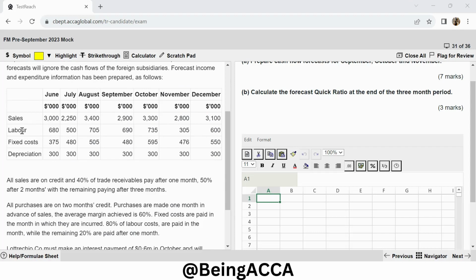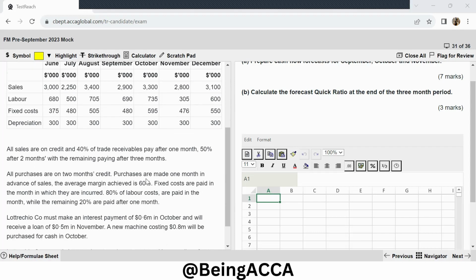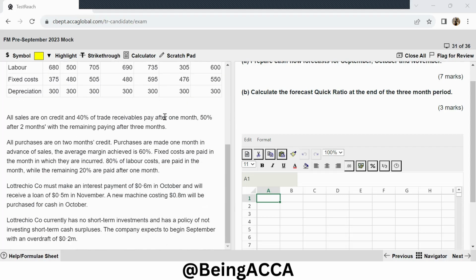So we have given sales, labor, fixed cost, depreciation for all these months. Okay, so we have some information regarding sales being on credit, 40% trade receivables pay after 1 month, 50% after 2 months, and remaining pay after 3 months. All purchases are on 2 months credit. Purchases are made 1 month in advance of sales. The average margin is okay. So we have information, all right.